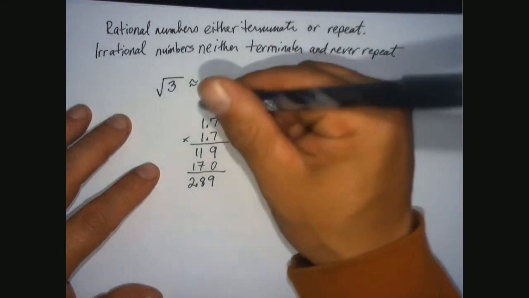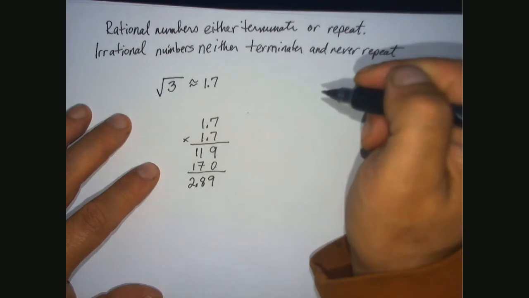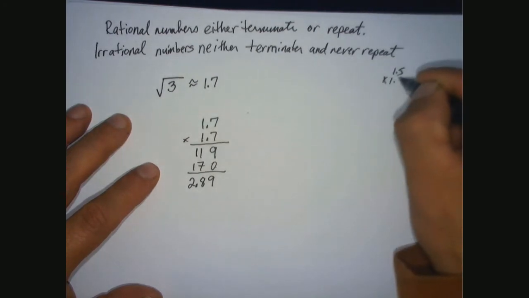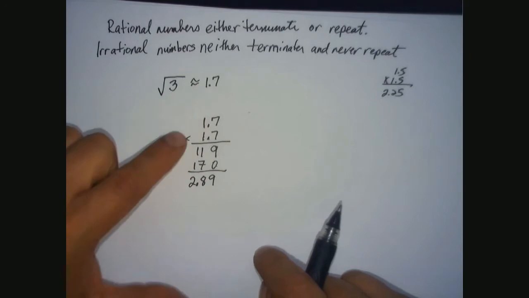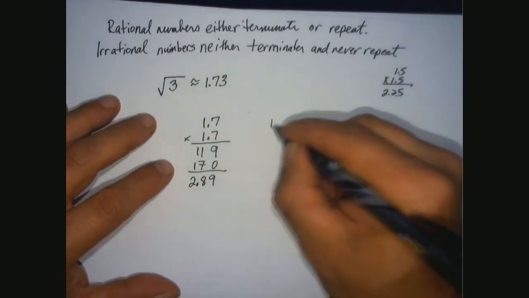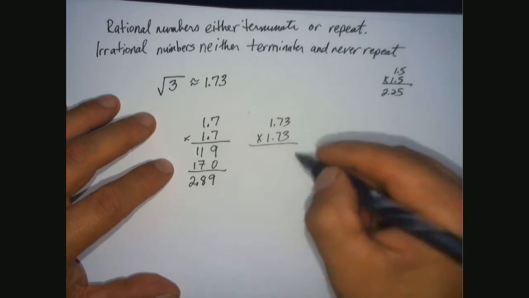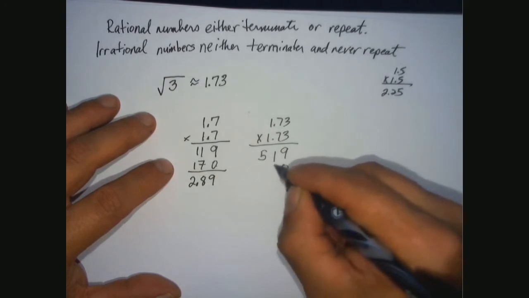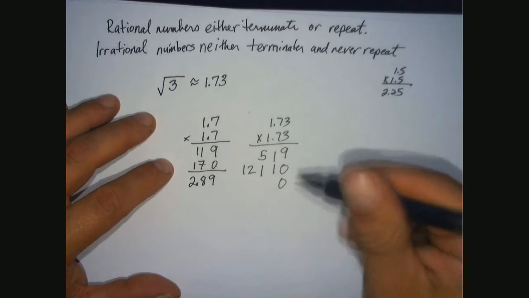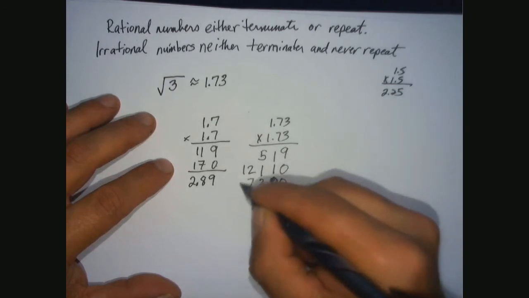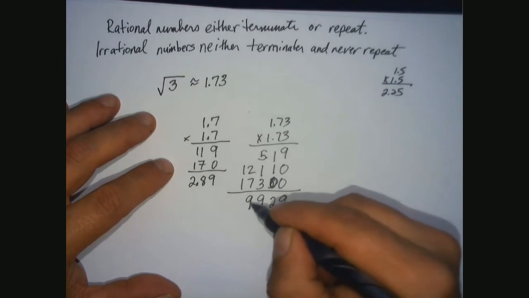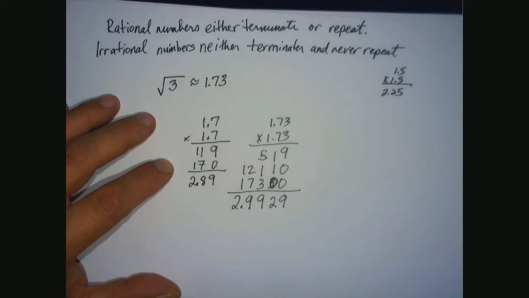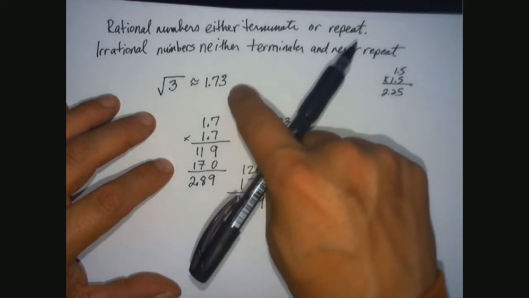Alright, so the next. No, because 1.5 times 1.5 is 2.25, because 15 squared is 225. Square root of 3 is 1.73. Let's see if that gets us closer. So we'll do 1.73 times 1.73. And I'll use my super math skills here to get this done, maybe, if I have them. I need to put 2 zeros there. Alright, so we got 9, 2, 5, that's 9, 9, 2. Alright, now we're a lot closer to 3, huh? So this is a better approximation of square root of 3.